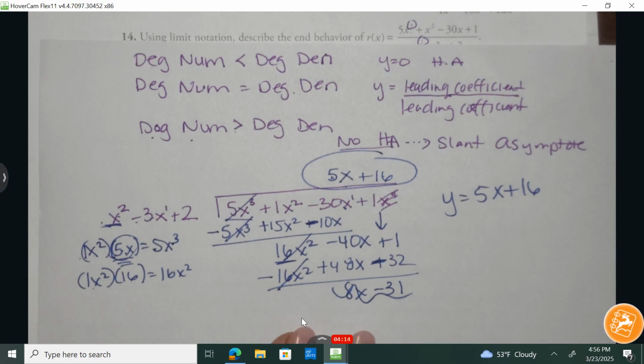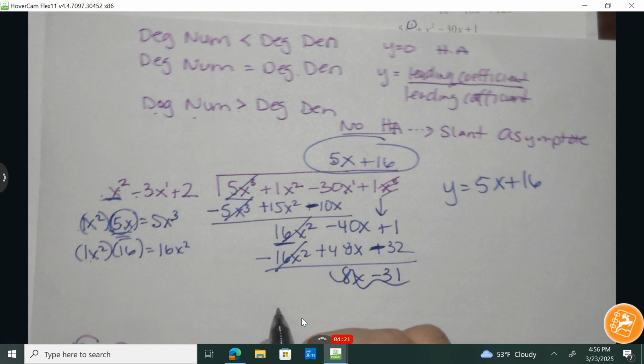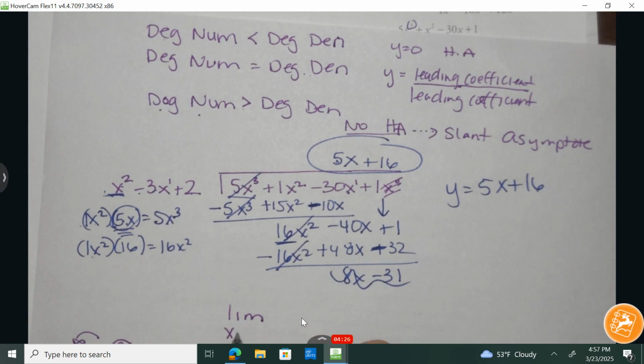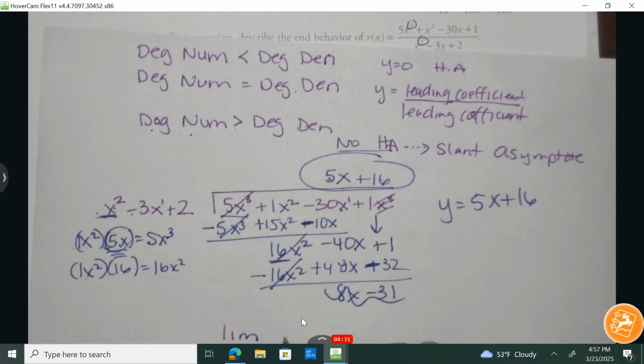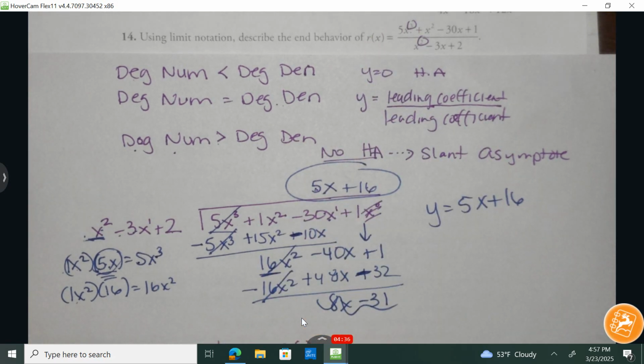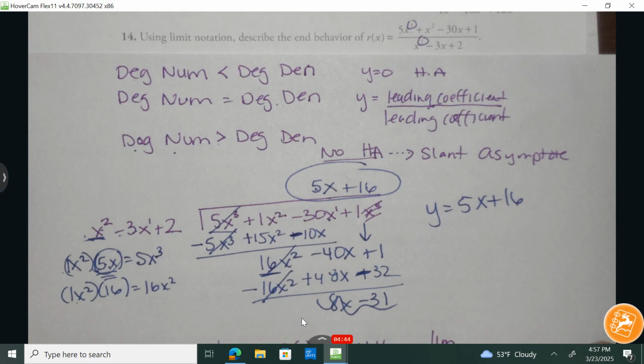Next up, how do we put this in limit notation, which is different? It's not something that we covered in the curriculum, but definitely something that you can understand. Here we go. We're going to talk about this limit as we go to the far left and also as we go to the far right. And we're talking about this function. If we look back up here, this function was r of x. So the function r of x as we go to the far left is getting closer and closer to what? To the slant asymptote. And the function r of x as we go to the far right is also getting closer and closer to the slant asymptote.